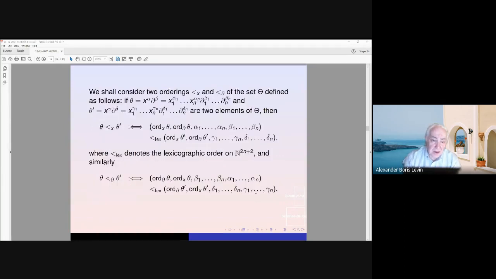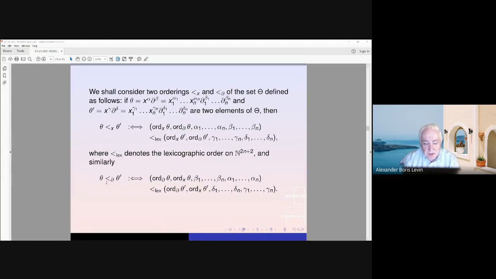Okay, now the next thing we consider is ordering on the set of all monomials. So we consider a set of such monomials, and we consider two orderings, one with index X, the other with index D. When you compare monomials with respect to index X, then first you compare order with respect to X. So X plays the main role here. Then you compare order with respect to D and then other exponents. That's how you define order with respect to X.